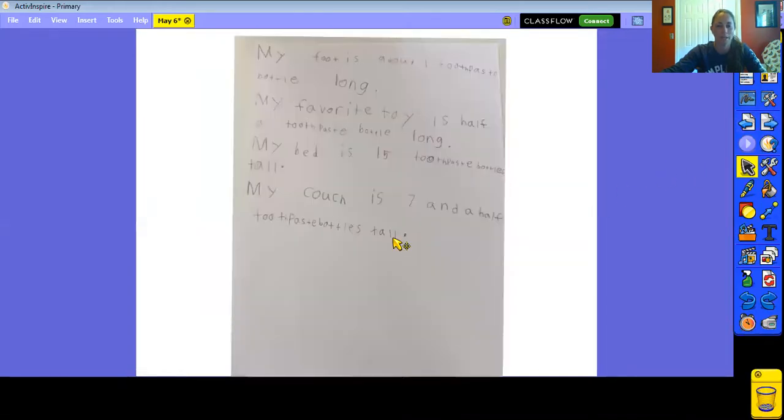And my friend Abby, she might have used the most interesting non-standard measurement tool I've ever seen, toothpaste tubes. So she went to the bathroom, she got a tube of toothpaste, and she measured how long her foot was, her favorite toy, how tall her bed was, and how tall her couch was. So nice job to those children who took the challenge right away. And if you have not taken the challenge yet, I would encourage you to give it a try and share with me, because I would love to see what you decided to use for a non-standard tool and what you measured in your house.